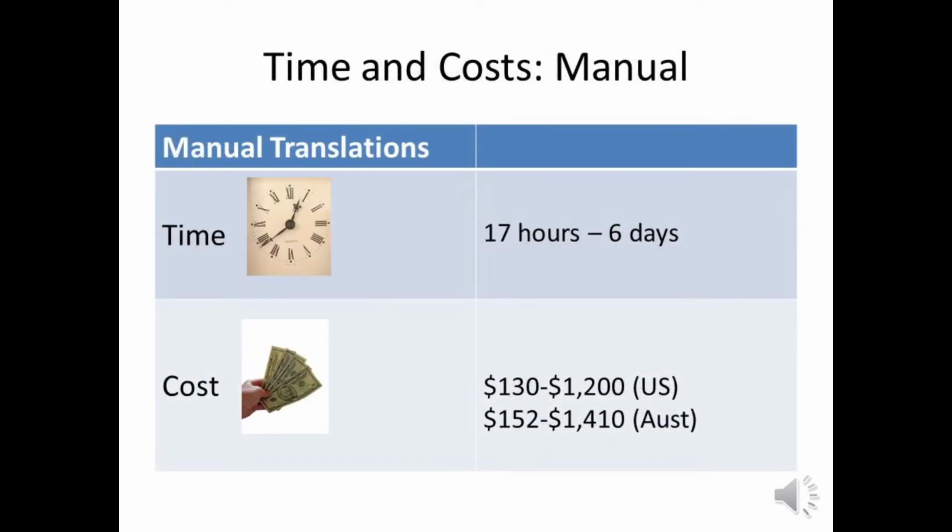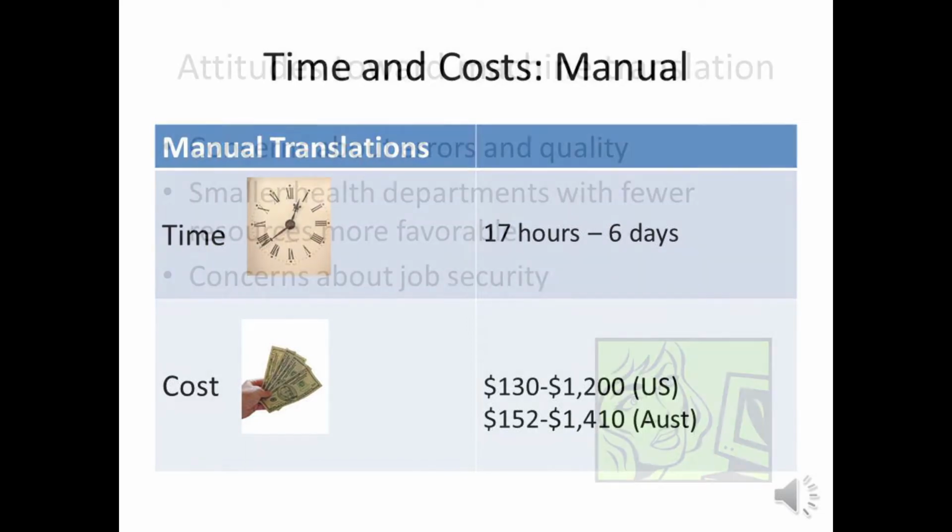For the cost of translation, we covered about 30 documents that were translated. The average time for manual translation was 17 hours to 6 days, with a cost of $130 to $1,200 US, which is approximately $150 to $1,400 Australian. So it's quite costly.